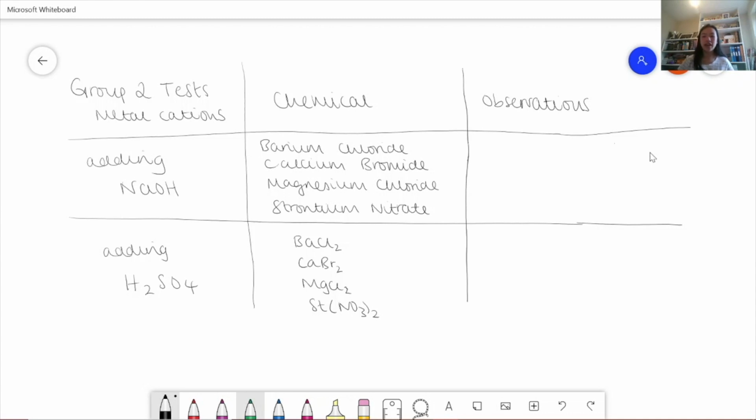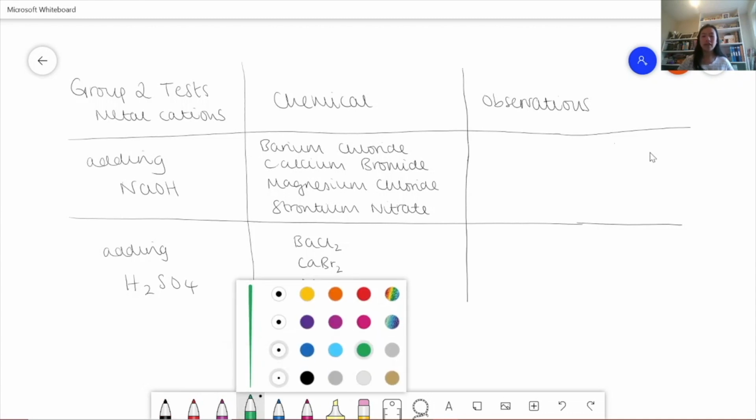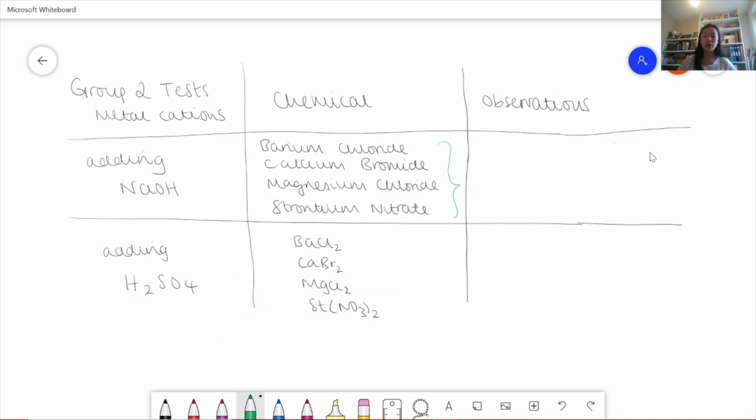What we should get is that all of these chemicals have this reaction of a colourless solution forming a white precipitate. And also the precipitate should become more and more soluble as we go down. For barium chloride, it wouldn't be very soluble. So white precipitate, insoluble. And then going down the list, we get more and more soluble.